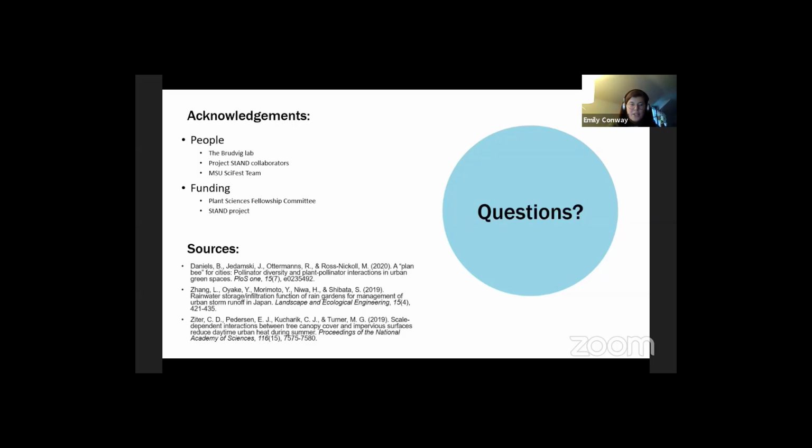Well, if there are no other questions, then I'll just remind everyone that if you have a backyard in the Lansing area and you would like a prairie in it, send me an email. My email is conwaye2@msu.edu.